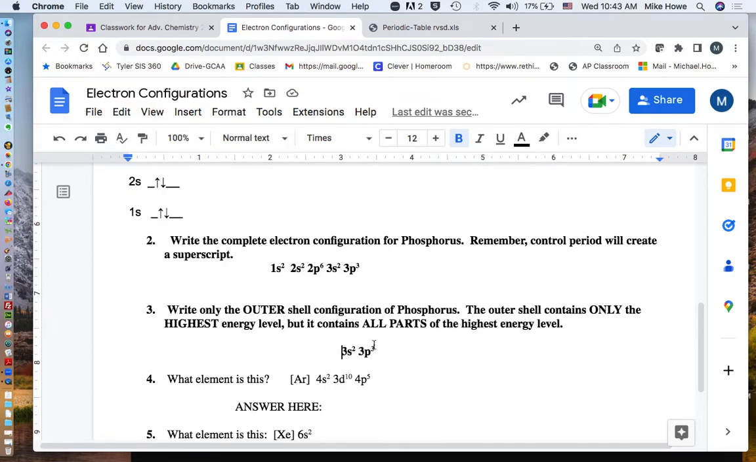On the retake there may be a bigger element, so sometimes you might have a 4s and then a 3d and then a 4p. The 4s and the 4p would be the outer shell, but not the 3d.